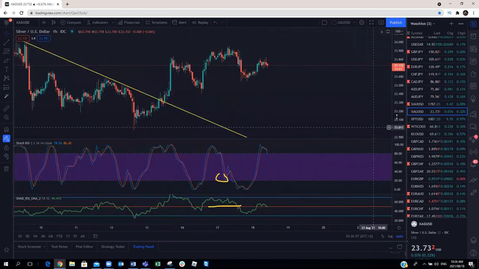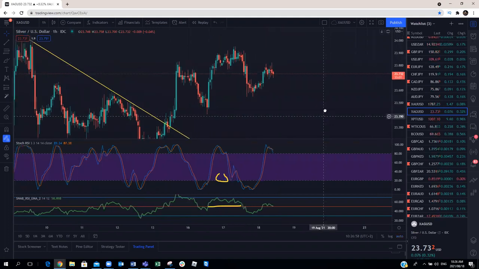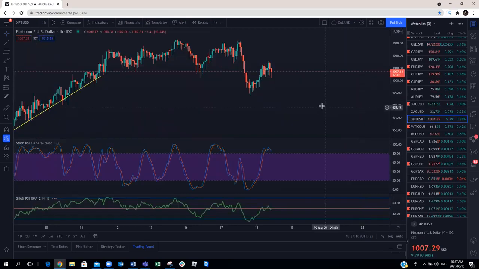The 1 hour is showing us a bit of a pullback there. We should see silver do this, but we are bullish overall. If we do not get this move to the downside, we're not really interested in this unless it gives us a clear 4 hour correction here. So that is silver, not very clear in terms of a setup.